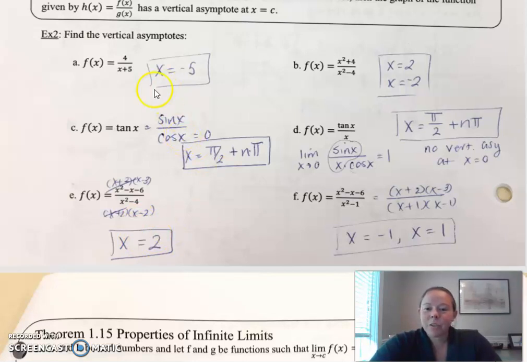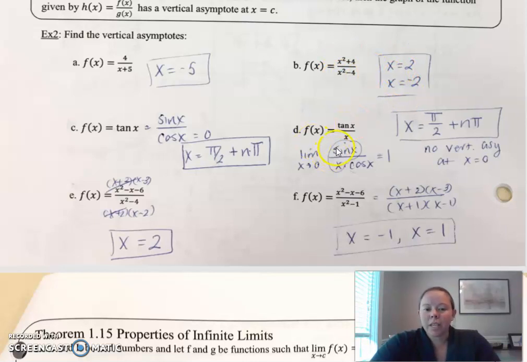Okay. But otherwise, if you look through these functions, tangent of x has infinitely many vertical asymptotes, because when cosine of x equals 0, and that's what this is, n representing an integer. Then for b over here, first try to simplify, you'll notice it does not simplify. So you get 2 vertical asymptotes, and that's okay.